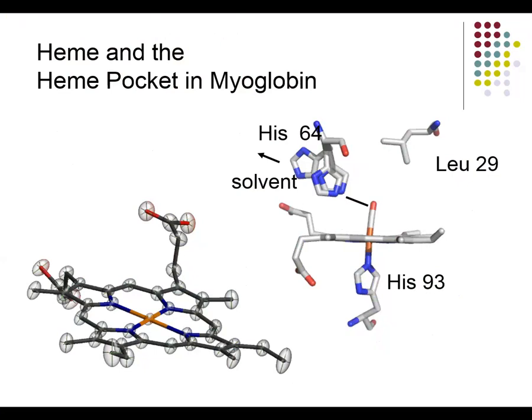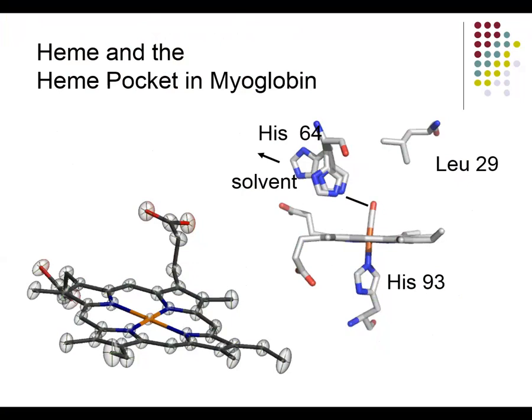In this particular figure, we see carbon monoxide, which is bound on the distal side. This carbon monoxide interacts with histidine 64, which is the distal histidine.